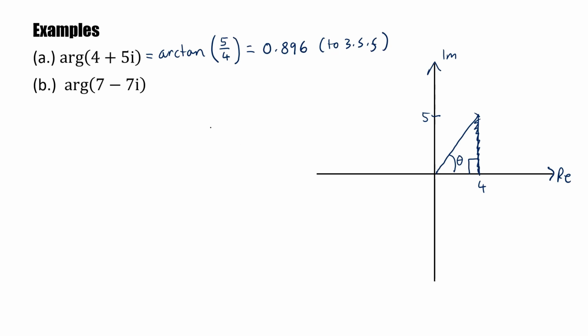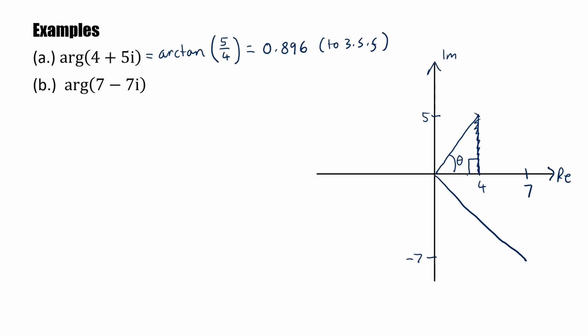However, be careful with arctan. Don't just assume that arctan is instantly going to give you the full answer. Let's look at arg of 7 minus 7i. That's going to have a real component of 7, imaginary component of minus 7, so it's a number down here. And so what angle are we going to be trying to find?